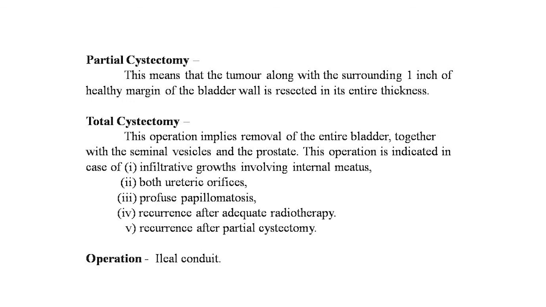Now the total cystectomy. This operation implies removal of the entire bladder together with the seminal vesicles and the prostate. This operation is indicated in case of infiltrating growth involving the internal meatus, both ureteric orifices, profuse papillomatosis, recurrence after adequate radiotherapy, and recurrence after partial cystectomy. After the total cystectomy, the operation of ileal conduit is to be performed. Dear students, regarding the ileal conduit, I will explain to you in the next lectures where necessary.